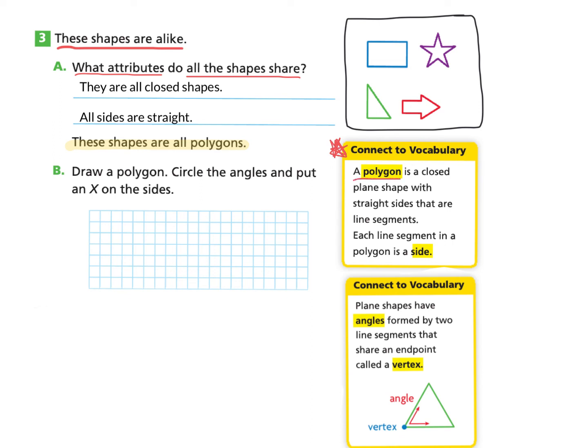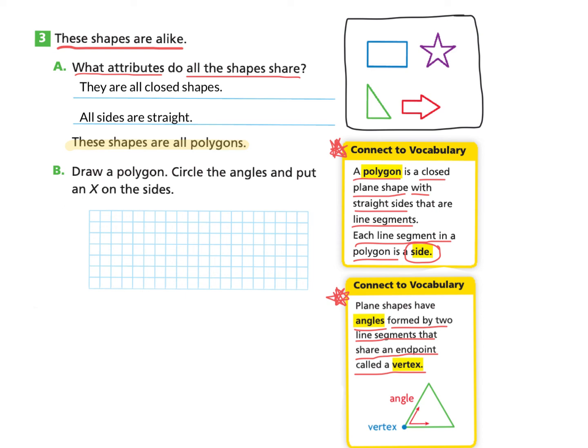A polygon is a closed plane shape with straight sides that are line segments. Each line segment in a polygon is a side. So that's really important to know. And then also under connect to vocabulary over here, we have plane shapes have angles formed by two line segments that share an endpoint called a vertex. They provide a picture that shows where the vertex is and the angle that's formed by the two line segments.